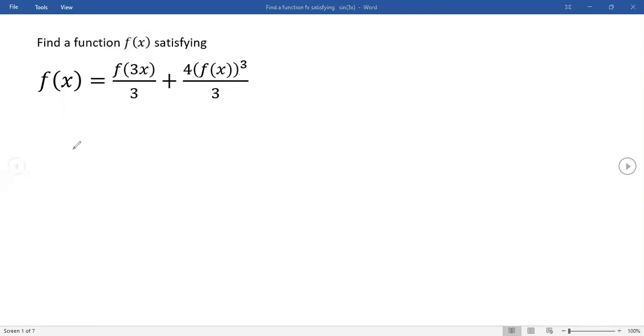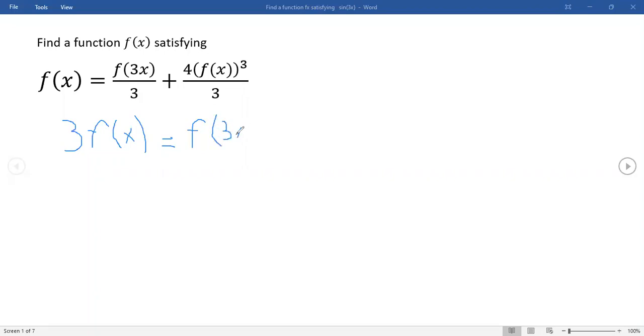Now it's often the case you're better off clearing out the fractions, so we're going to do that right now. If you multiply everything by 3, you would get 3 f of x. And again, we're looking for a concrete function, f of x, that satisfies this. Multiplying everything by 3, this 3 will cancel, so you'll get f evaluated at 3x.